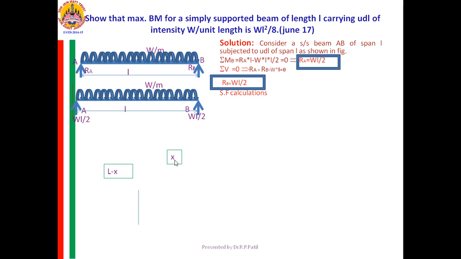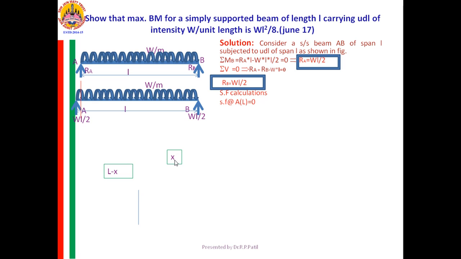Yes, I am considering the left part. Usually whenever I am going for SF, the procedure I am adopting is, I will start from the left if it is simply supported. And I will move from one point to the other. Like SF at left of A is 0. Then comes the SF at right of A. See that red line. Right of A means on the right side only one load is there.